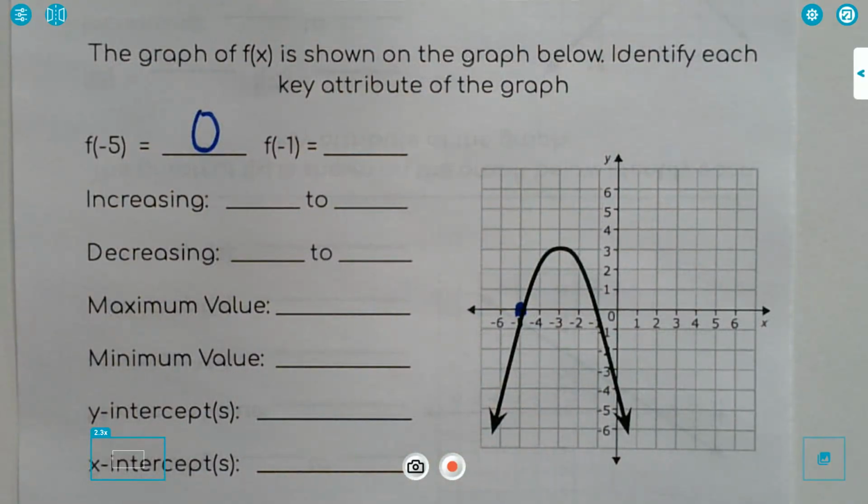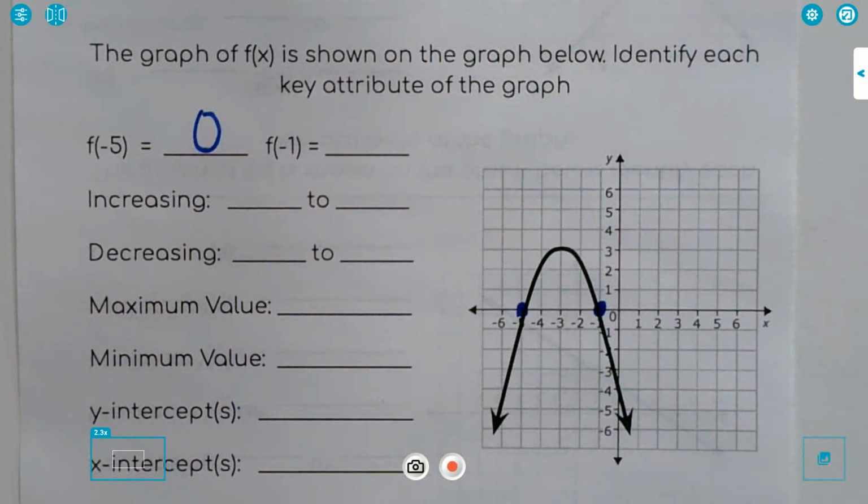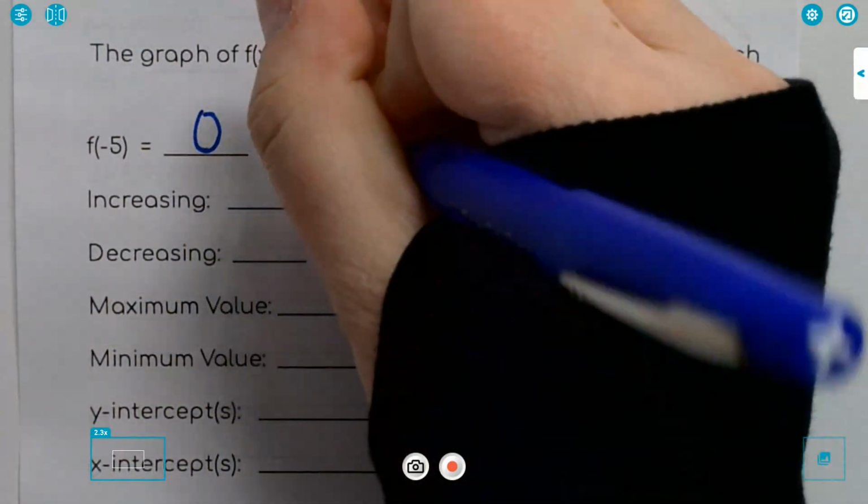F of -1, we also go on our x-axis to -1. And that one's right on 0. So f of -1, also 0.